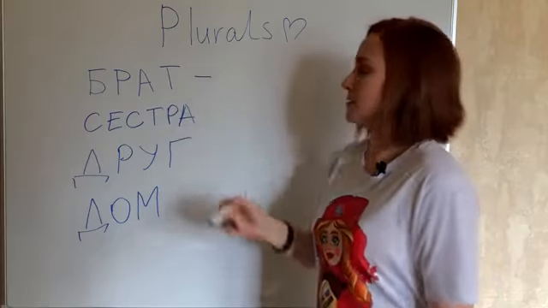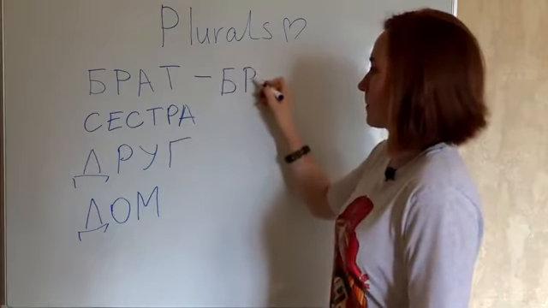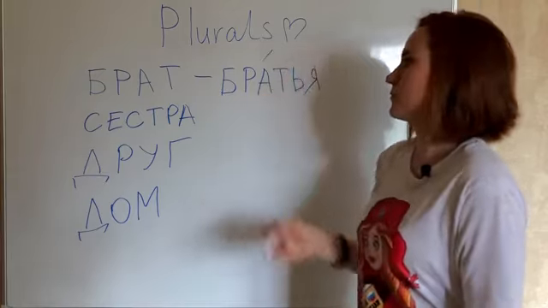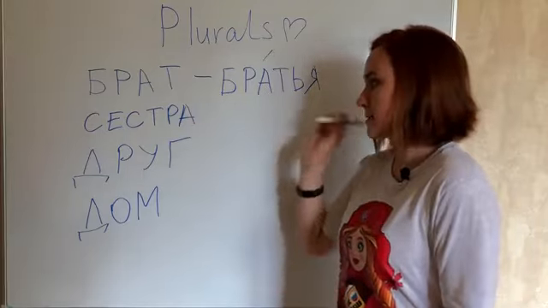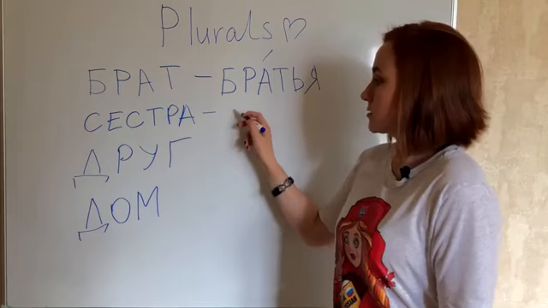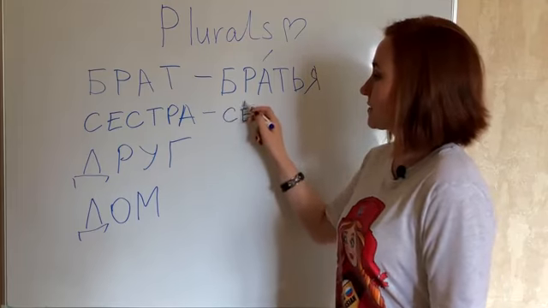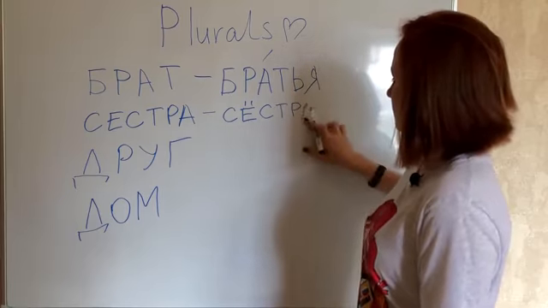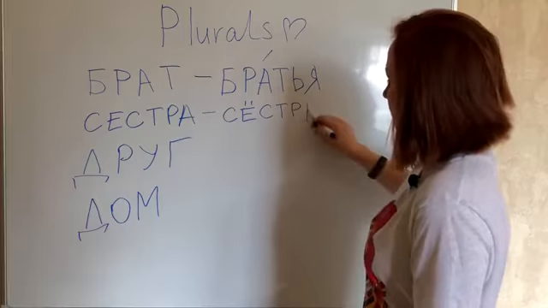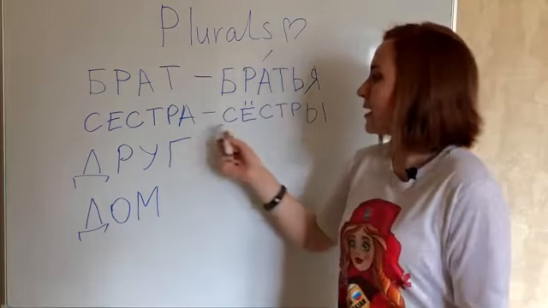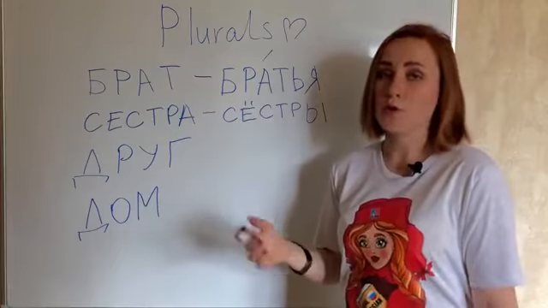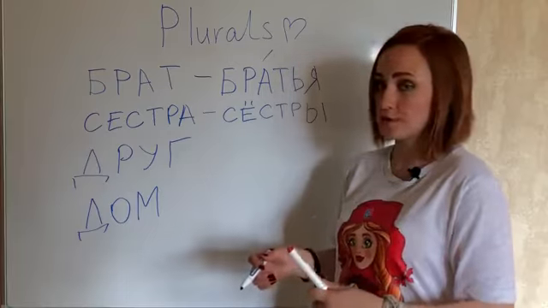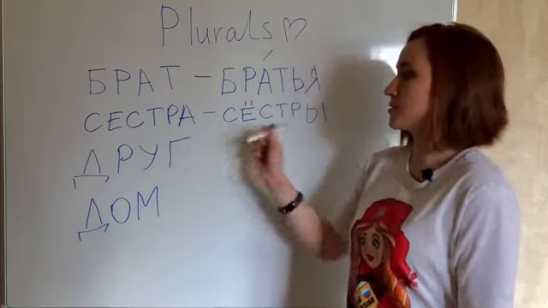So, brothers is братья. Just a word to remember. Братья, brothers. Sisters is almost actually the rule is correct, because we have a in the ending and we replace it with ы. But this ye turns to yo. Сестра, сестры. Okay, sisters.